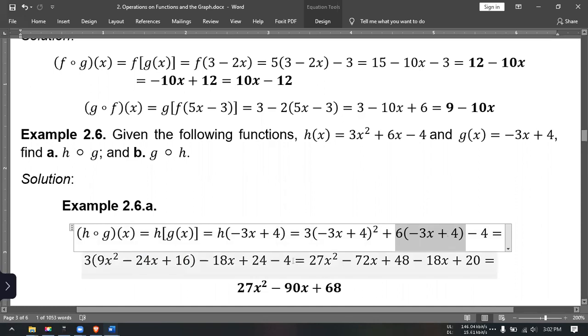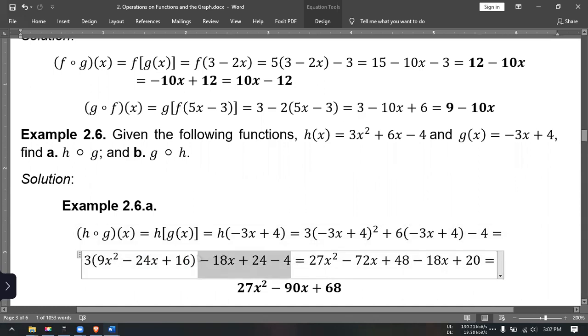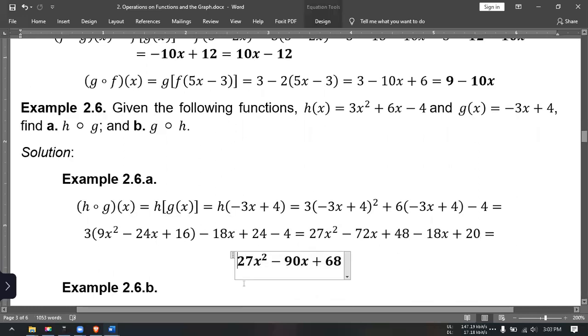So we have this. And then distributing 3 here will give us 3 times 9 is 27, 3 times negative 24 is negative 72, 3 times 16 is 48. Then we copy negative 18. 24 minus 4 is 20. Combining similar terms, the similar terms are negative 72x and negative 18x. And then 48 and 20. That's why we have 27x squared minus 90x plus 68.